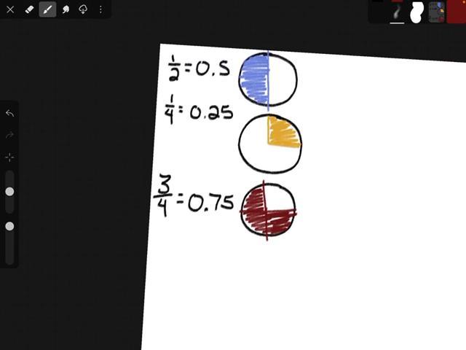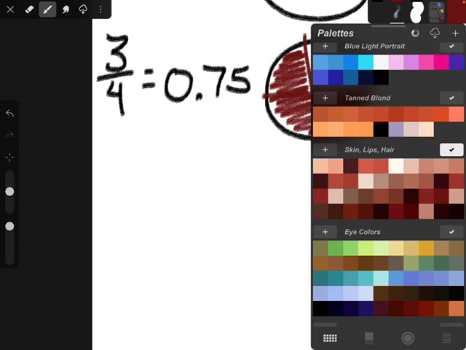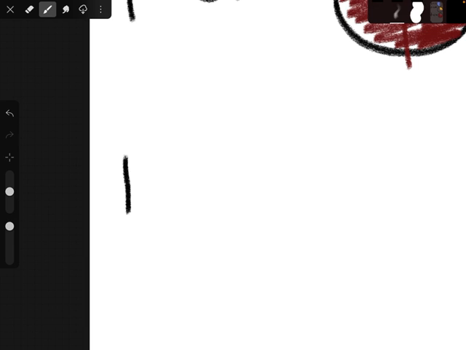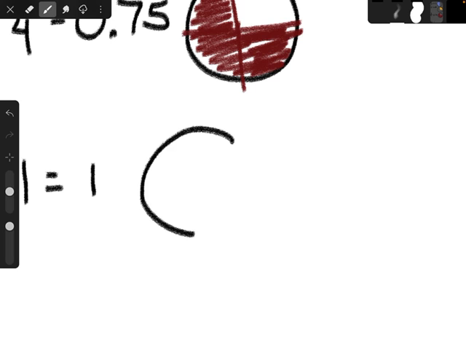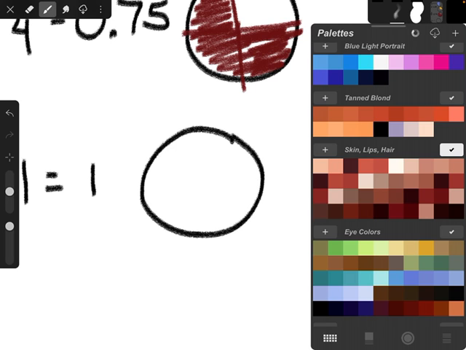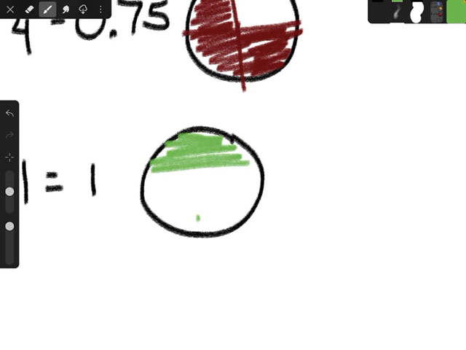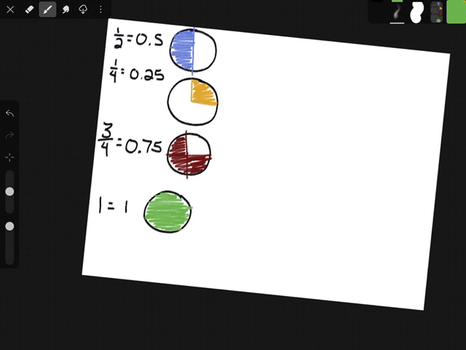Now what if we said 1? Well, 1 equals 1. That means if you represent that in a pie, let me do this in green, it's all of the pie. So now knowing this, we know 0.5, 0.25, 0.75, and 1. This is all quarters of pies. So this is going to help us convert every fraction to a decimal.